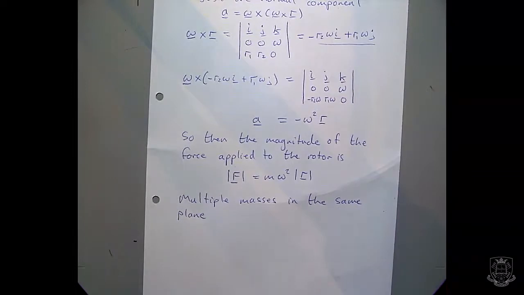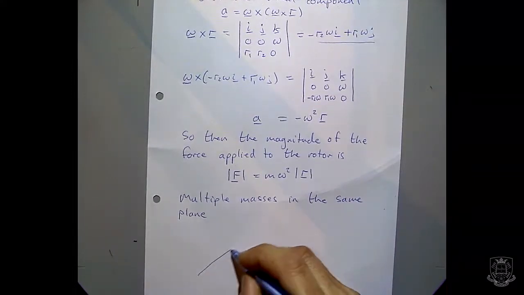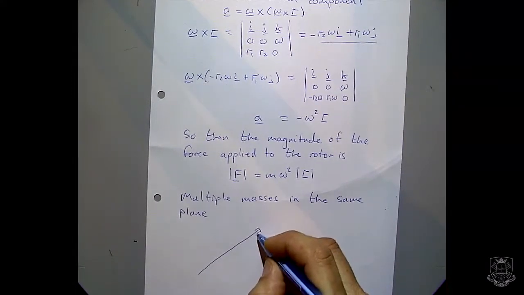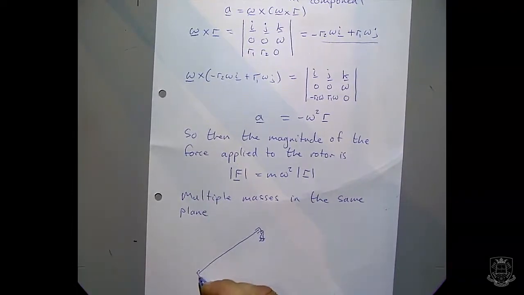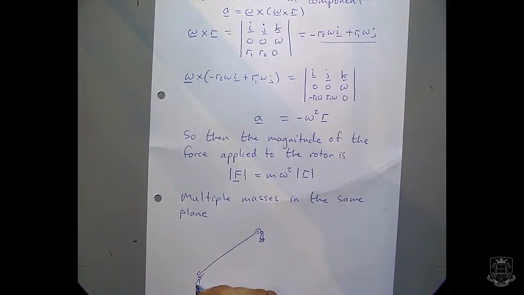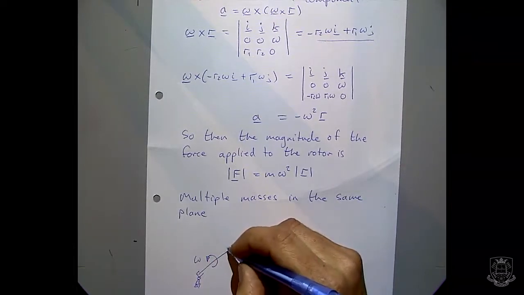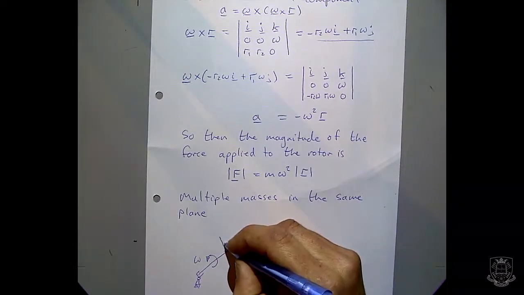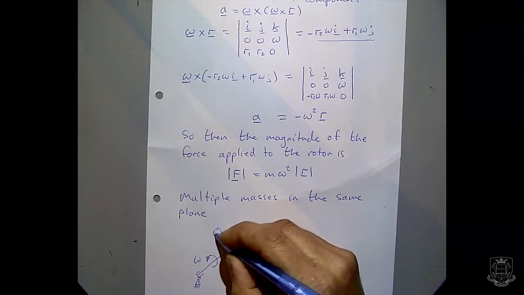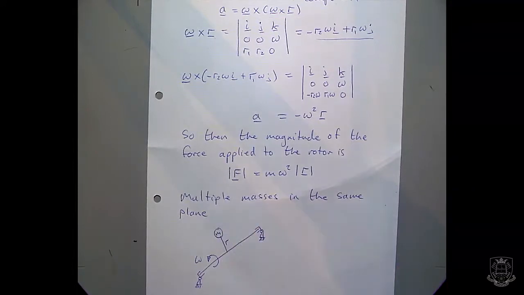So again, we'd have the shaft just as we drew it before, with bearings at each end, like this. It's rotating at constant speed omega. We've got original mass m, distance r from the shaft.